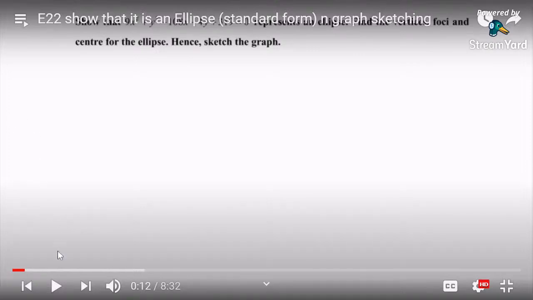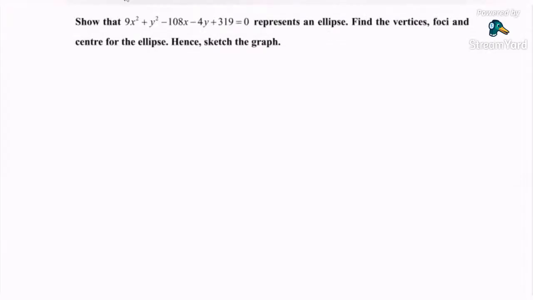So example 20 and 21. So kindly refer to the question, which shows 9x squared plus y squared minus 108x minus 4y plus 319 equals 0 represents an ellipse. So that is the first part of the question. Now I'm going to show the situation, meaning we have to represent the situation in the standard form. My suggestion would be completing the square. So rewrite the situation, or we can categorize the variables.